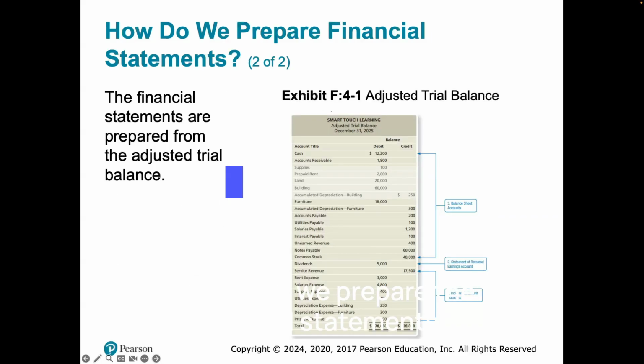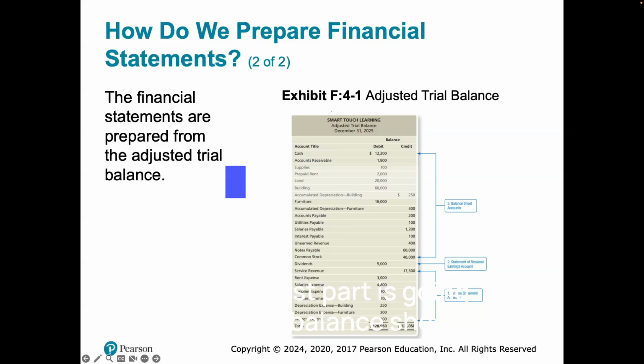So, how do we prepare the financial statements? The financial statements are prepared from the adjusted trial balance. So, in the last section, we talked about all the adjustments we need to make: prepaid rent that we've used, accounts payable that we paid off, accounts receivable that we've received, all these payables and receivables that we have accumulated throughout the time period, and all the changes that have been made during that time period. These are the adjustments we make. And so, off of that, we create this adjusted trial balance, which we have broken down into assets and liabilities.